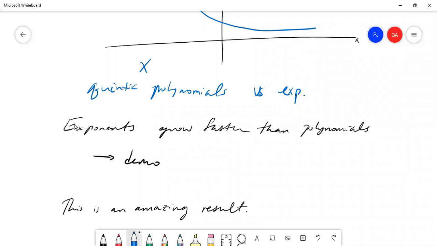So what are quintic polynomials? Those are the things that have the highest degree x to the fifth. And exponentials are things like e to the x or whatever. Generally, exponentials always grow faster than quintic polynomials. And to show this, I am going to share my screen.